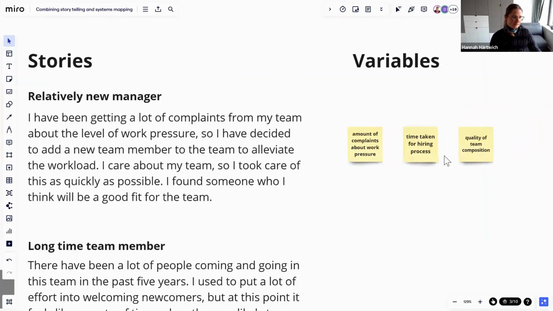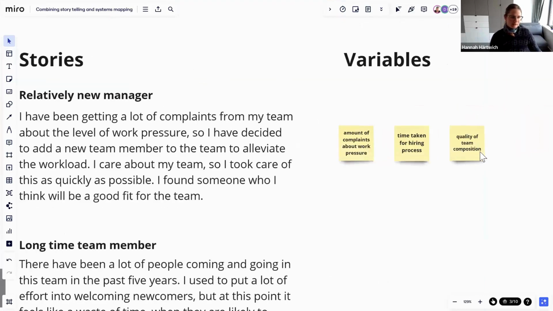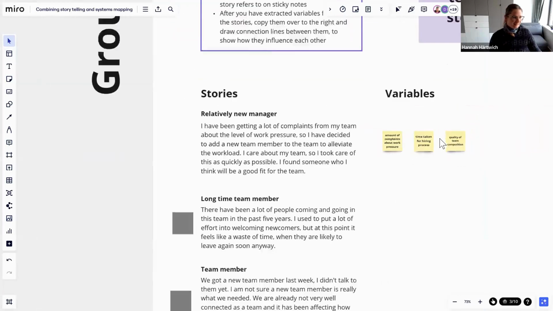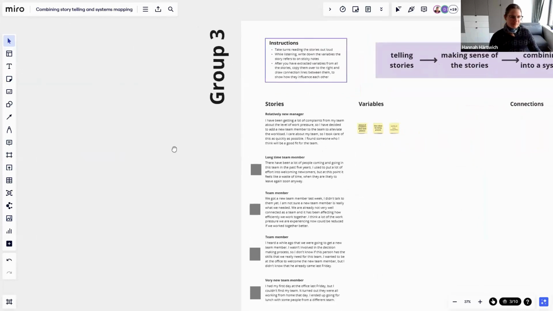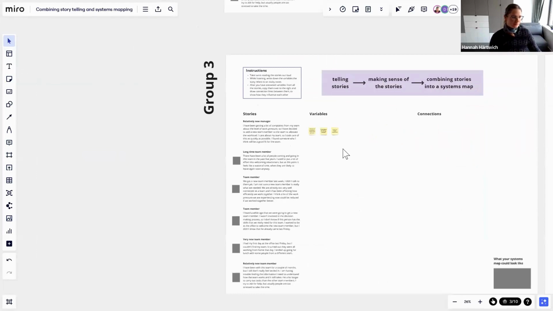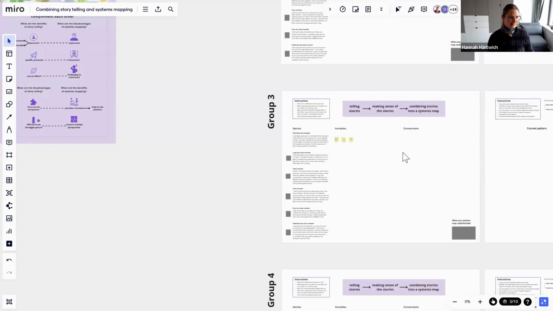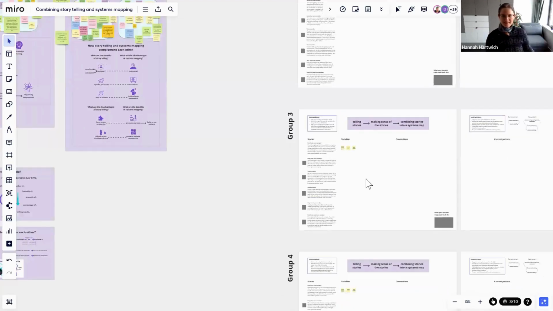They're talking about the amount of time that they're taking for the hiring process, and they're talking about the quality of the team composition. So then, it is up to you to go through the rest of the stories and have a look at what the variables are that we see there. And then from there, think about how these variables influence each other, and see how you can combine all of these into a systems map.